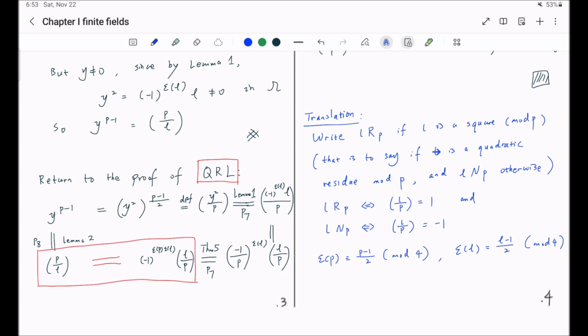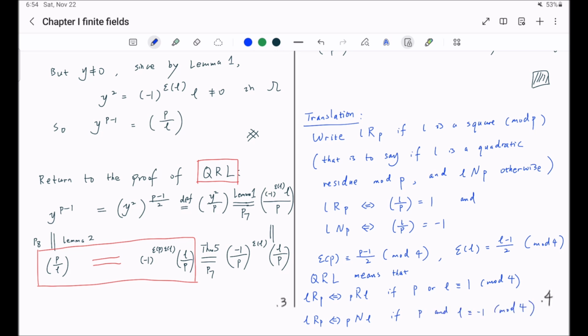And combining this with the language above, we have that the quadratic reciprocity law means that L R P is equivalent to P R L if P or L is congruent to 1 modulo 4. And L R P is equivalent to P N L, meaning in this case, this part is -1, if they are both congruent to -1 modulo 4. So this is a translation for the quadratic reciprocity law.